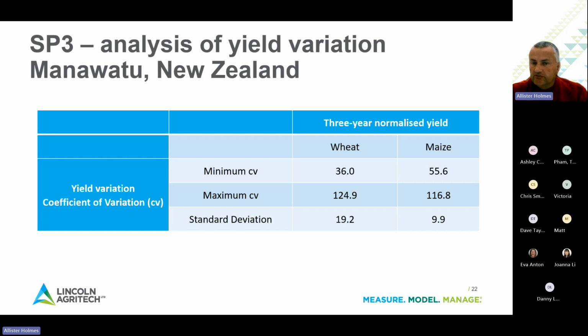So if we look at the normalized yield, 3 years of data for wheat, it shows the difference in CV, so the difference in the variability of those crops. You can see there that the CV for wheat, the range there, is much higher than for maize. So effectively what we're saying is that the wheat is more variable over 3 years yield than the maize. The standard deviation is over double, or sorry, not quite double for the wheat. So the yield of wheat is less consistent than maize over those 3 years.